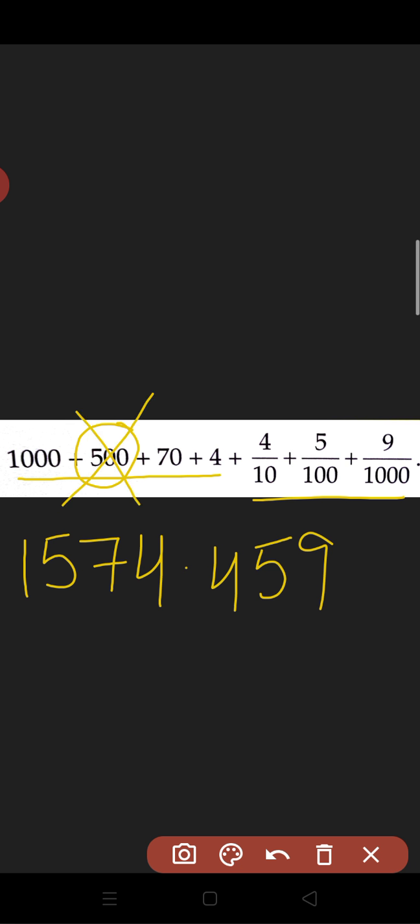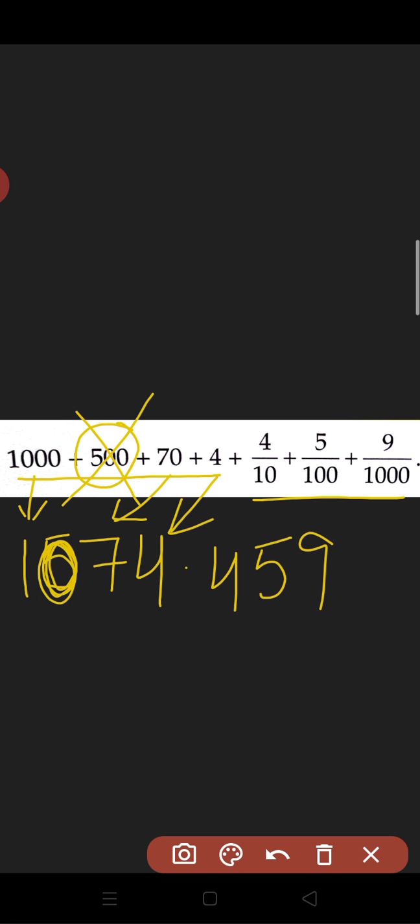For example, if 500 is not there, then how can you write the decimal number from the expanded form? Simply we will observe 1 is at thousands place, 7 is at tens place, 4 is at ones place. What digit is missing here? Hundreds place is missing. So simply we can write 0 here.